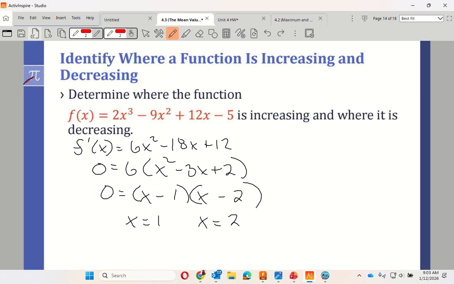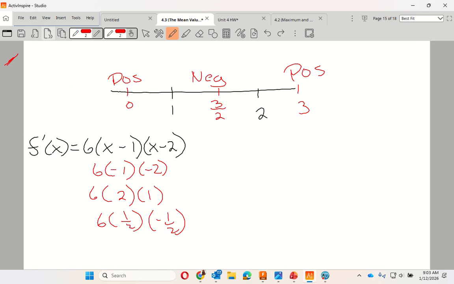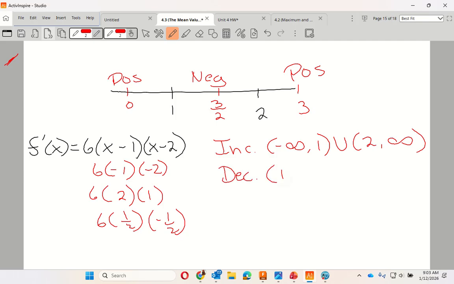So going back to the question, it says where it's increasing or decreasing. So this is increasing in my interval from negative infinity to 1, and it's increasing again at 2 to positive infinity, and it is decreasing at 1 to 2.